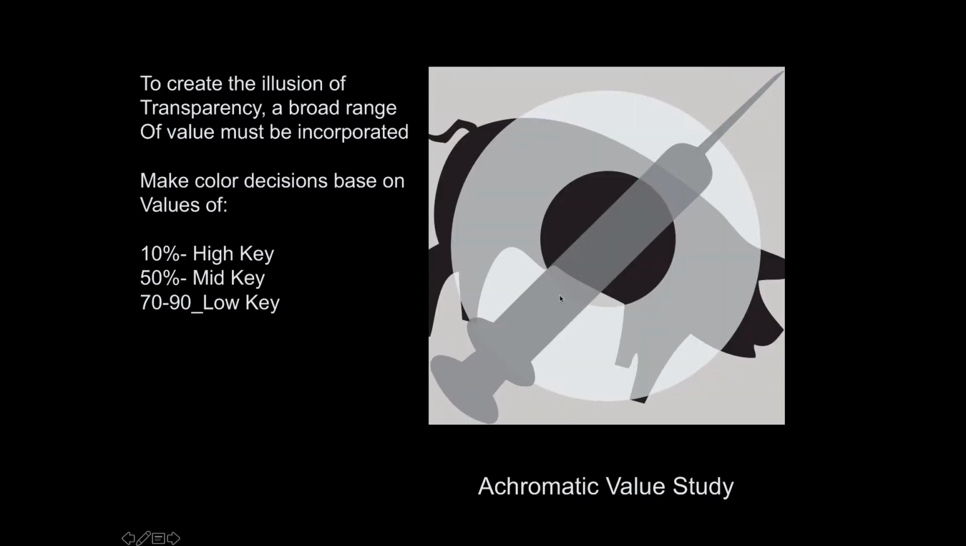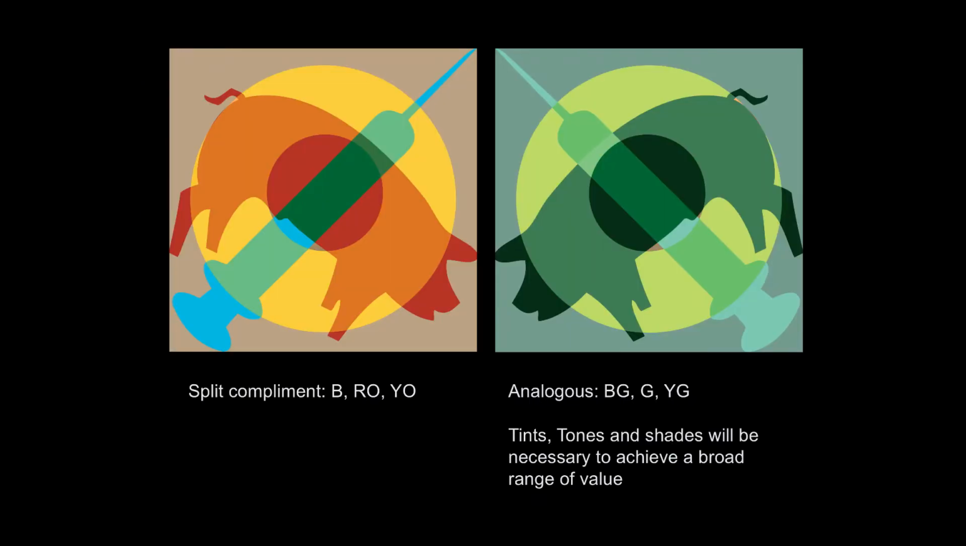One of the best things to do is to look at it in grayscale. So we want one value to be very dark. We want one shape to have a value that's about 50%, and one shape to have a value that's about 90%, and then the ground is going to be a different value than those. So as we're working, we'll convert them to grayscale, and we'll make sure that we're on target for the values. Okay, so again, we're going to use split complement for one and analogous for another.